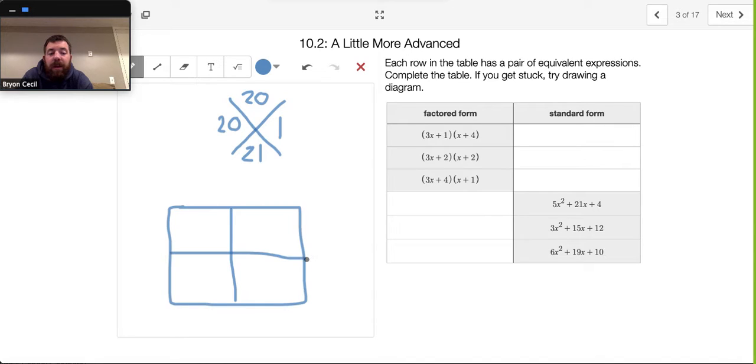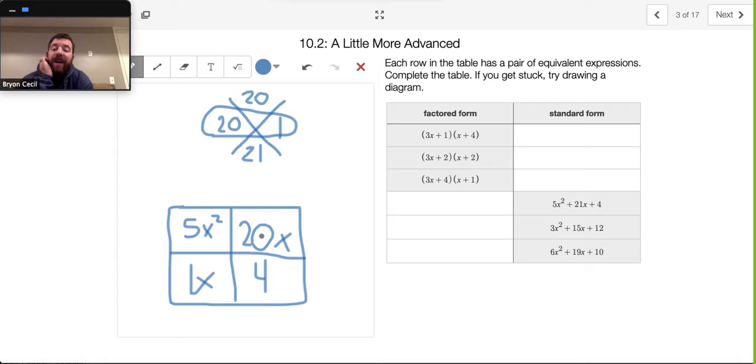And remember, I still have the 5x squared here, so I'm still going to have 5x squared. Now we're going to use these numbers that I found, and so we know that this is going to be my 20, and we're going to put an x with it. This is going to be my 1x, and then we need to use our c, which is the 4. And so let's pull out like terms. I like to pull out from the rows.